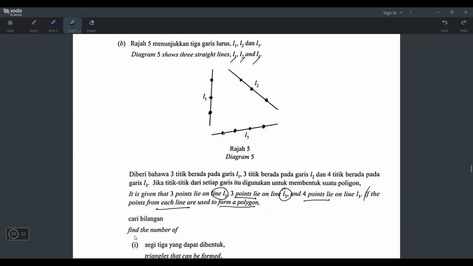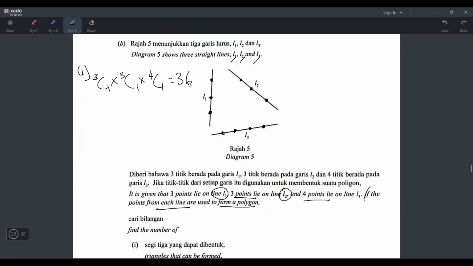And then they say find number of triangles that can be formed. So if you want to form a triangle and you want to use all three lines, it means from here you have to choose one point, from here you have to choose one point, from here you have to choose one point. So from L1 there's 3 points, you have to choose one, multiply with from L2 also 3C1, and then from here will be 4C1. It's the only way if you want to form a triangle. Here choose one, here choose one, here choose one. So you end up getting 36, and that is the answer.